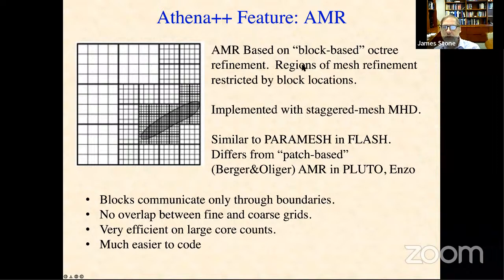And this block-based refinement is what we've implemented in Athena++, very similar to what's in another code called Flash, but quite different from codes like Pluto and Enzo. For those, again, who are familiar with astrophysical fluid dynamics, you may know some of these codes. This block-based AMR really works well on modern parallel computers because communication is only required through the boundaries. It's very, very efficient on very large parallel systems with large core counts. And indeed, I think this block-based AMR is becoming the de facto standard now for large-scale computing systems.